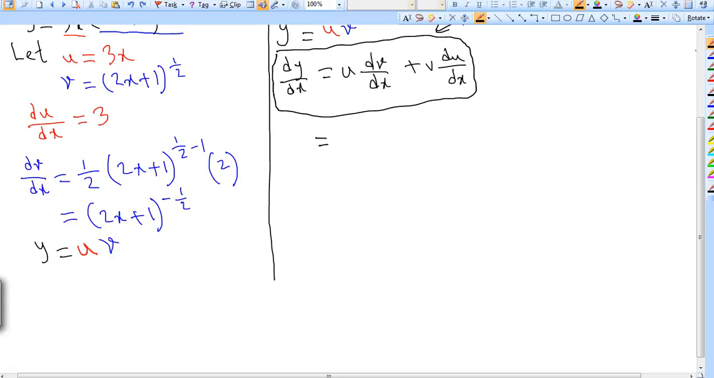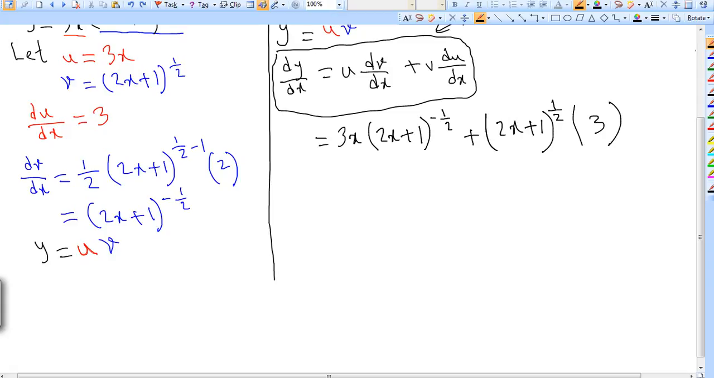The value of u is 3x, the value of dv by dx is (2x plus 1) to the power minus half, plus the value of v, which is (2x plus 1) to the power half, and the value of du by dx is 3.